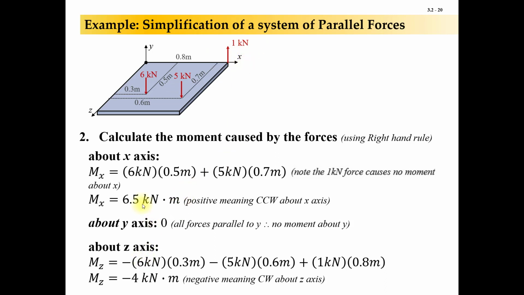So now we just fill in the blanks. 6 kilonewtons times the perpendicular distance from the z-axis, which is 0.3. Then I've got 5 kilonewtons times its perpendicular distance from the z-axis, 0.6. And then 1 kilonewton with its perpendicular distance from the z-axis, 0.8. Add all those together, I get minus 4 kilonewton meters, which means the moment is going to be clockwise, which makes sense because the 6 kilonewton and the 5 kilonewton are a lot of force pushing down. It's going to want to be cranking this plate clockwise about the z-axis. So those signs make sense to me.